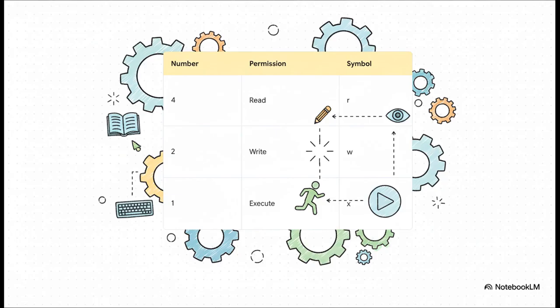Think of this as our secret decoder ring. In this number system, every permission has a value. Read is 4, write is 2, and execute is 1. That's it. Those are the only three numbers you need to remember, and they are the building blocks for every single permission setting you can imagine.